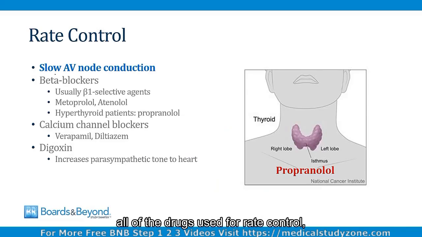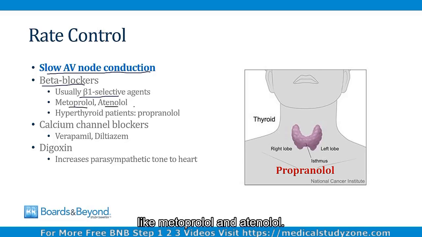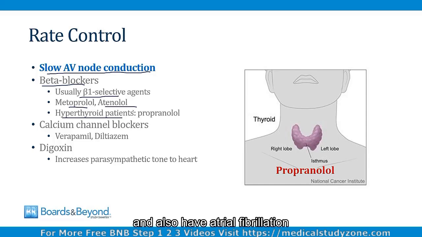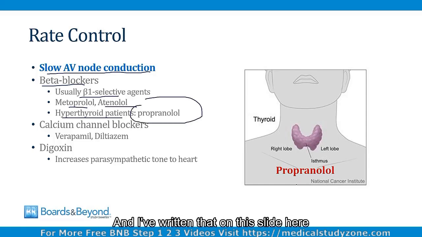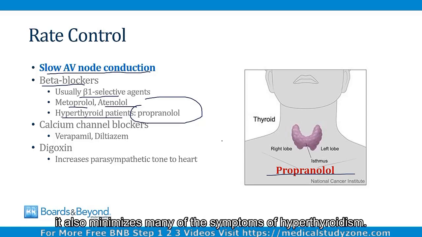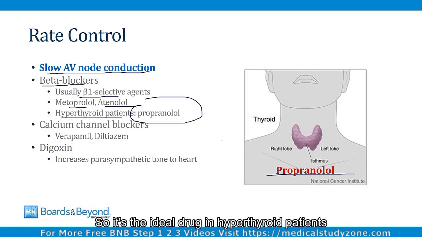So as I just mentioned, all of the drugs used for rate control slow AV nodal conduction. Beta blockers used for rate control are usually beta-1 selective agents like metoprolol and atenolol. These agents target the beta-1 receptors found in the AV node. One special note, and this is super high yield for board exams: in patients who are hyperthyroid and also have atrial fibrillation, the drug of choice is propranolol, and I've written that on this slide to remind you of that. Propranolol is an old beta blocker that we don't use much anymore in the modern era, but in addition to being a beta blocker that slows conduction through the AV node, it also minimizes many of the symptoms of hyperthyroidism, so it's the ideal drug in hyperthyroid patients with atrial fibrillation.